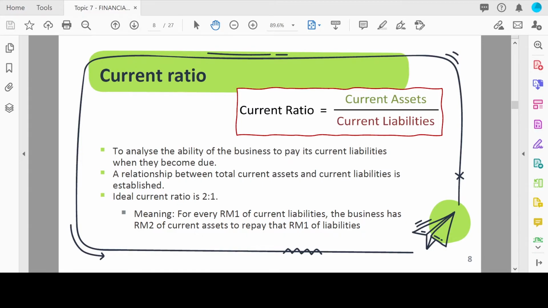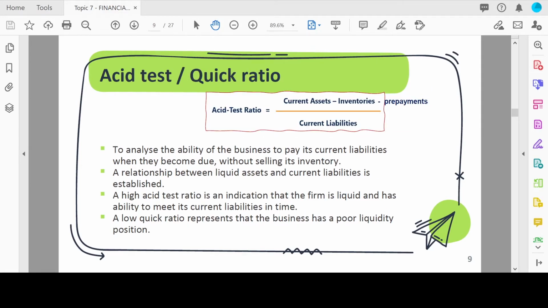Whereas you need to pay your current liability. So in order for us to analyze the ability of the business, whether or not we are able to pay the current liability, is by calculating the current ratio. But we have to bear in mind that in the current asset, we do have least liquid asset, meaning that there are assets that take time to convert into cash. Because of that, we are going to calculate another ratio called acid test or quick ratio.